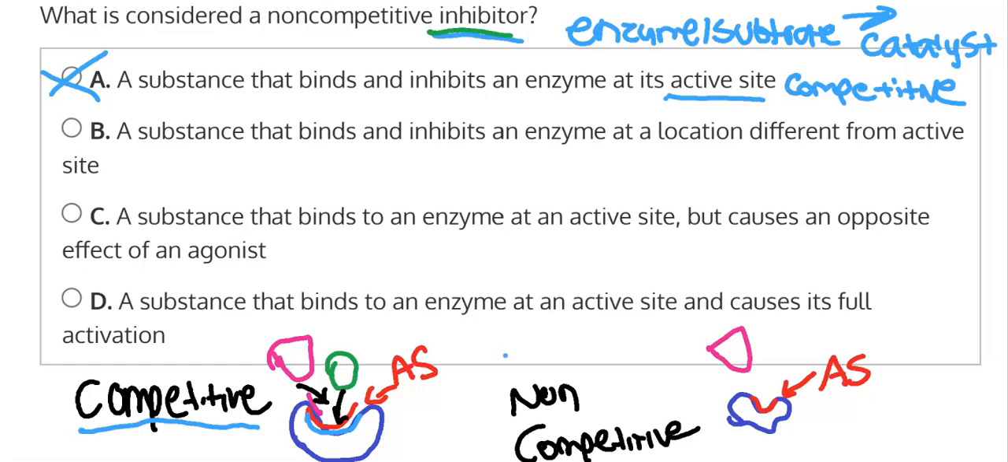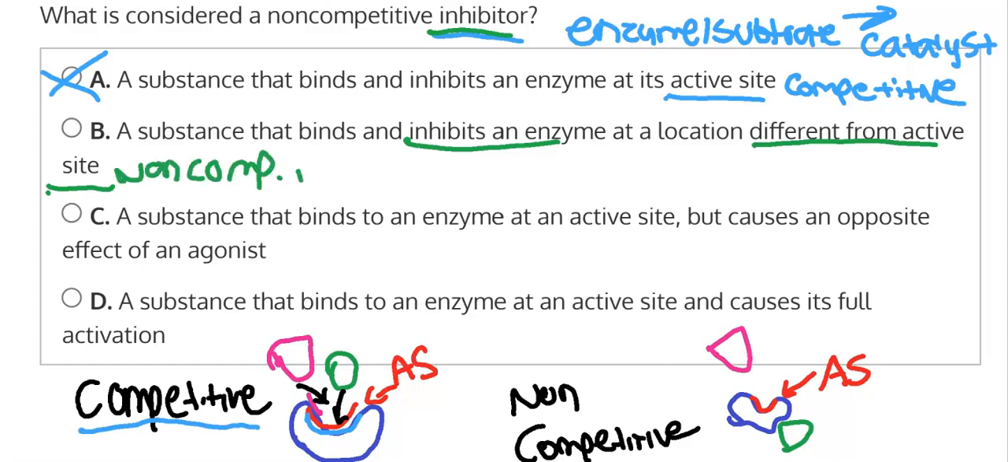Now, if we look over here at the example for non-competitive inhibition, this would occur if you have a molecule, let's say, that binds over here, not at the active site. By doing so, it's causing some degree of inhibition, not exactly as much as competitive, but overall the idea is that it's binding at a different location, not at the active site. So if we look at option B here, it says a substance that binds and inhibits an enzyme at a location different from the active site. And that sounds like the definition of a non-competitive inhibitor, which is what we are looking for in this question. So that would be correct.